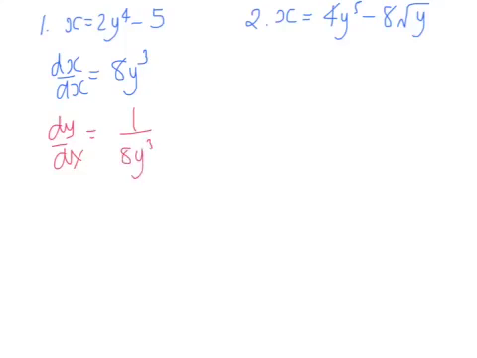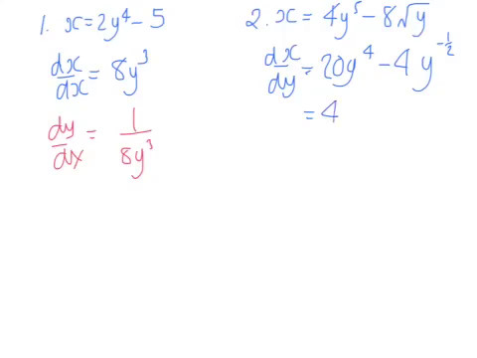Okay, second one. This one, we start off the same. Obviously, we're going to think of this as 8y to the half when we differentiate it. So dx by dy is going to be 20y to the power of 4. This is y to the half now, so minus 4y to the minus a half. Now, we could just write 1 over that, but it would look pretty horrible in mathematical terms. So what we're going to do is factorise this first before we turn it upside down.